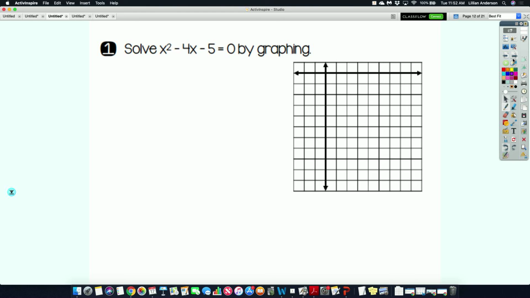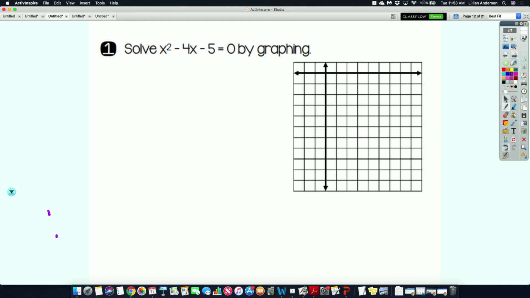So to solve by graphing, the solutions to a quadratic are its roots, aka its zeros, aka its x-intercepts. So when you're solving by graphing, your goal is to find out where this quadratic crosses the x-axis. Did everybody hear me? Your goal is to basically determine where this graph crosses the x-axis, which means we need to graph this.